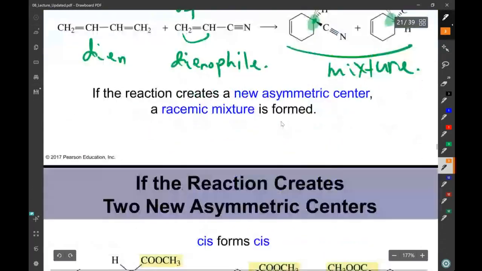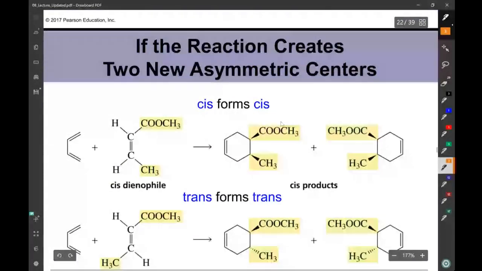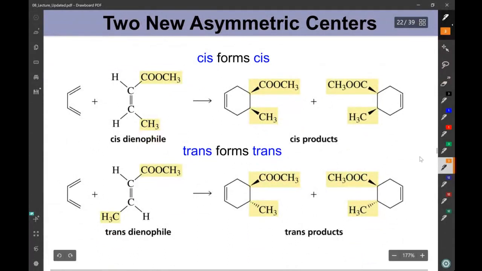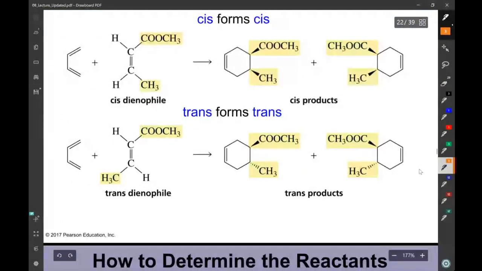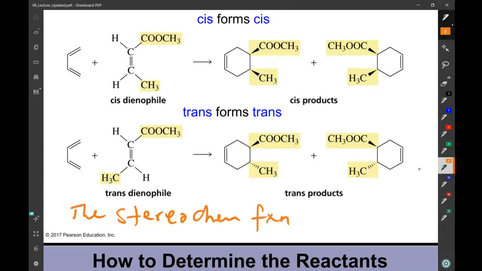But then you can control the stereochemistry of your reaction. Please take note, this is very important. The stereochemistry of the product is a function of the stereochemistry of the dienophile. It's too much to write. So what I mean is that the stereochemistry of the product is determined by the stereochemistry of your dienophile.